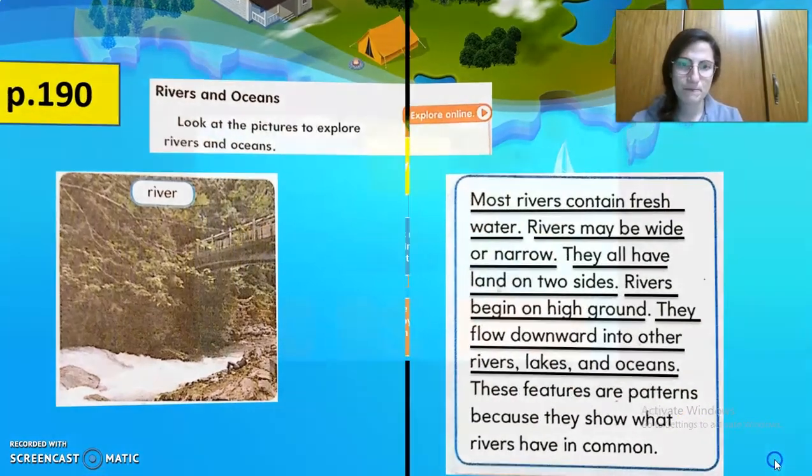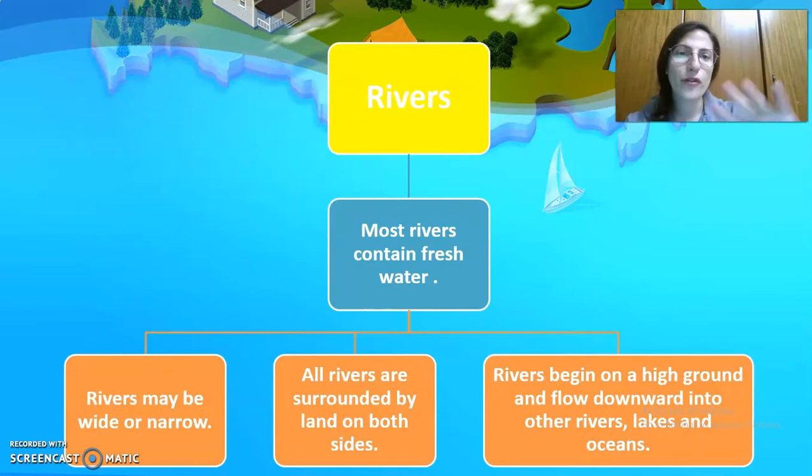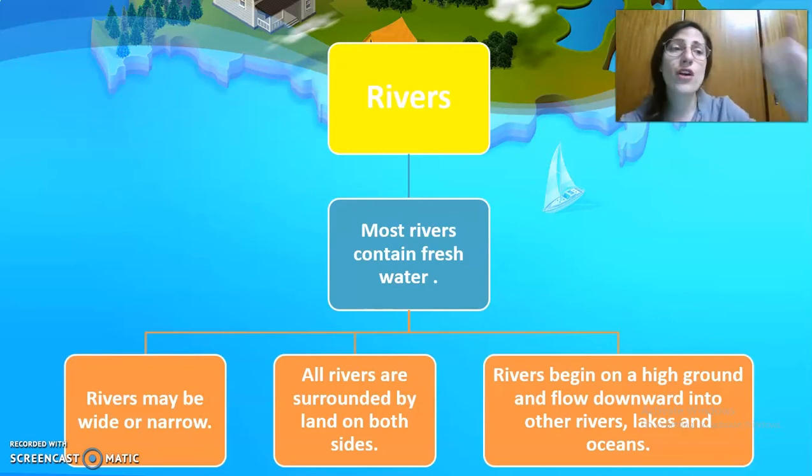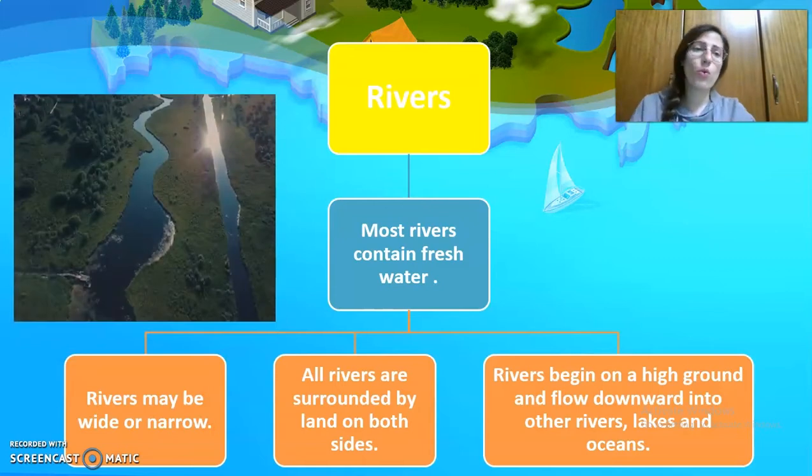Are you ready? We have 4 main patterns. I hope you guys are ready. Rivers, what about them? 1, most rivers contain fresh water. Again, most rivers contain fresh water. That's number 1. Number 2, rivers may be wide or narrow. That's about the shape of the river, okay?